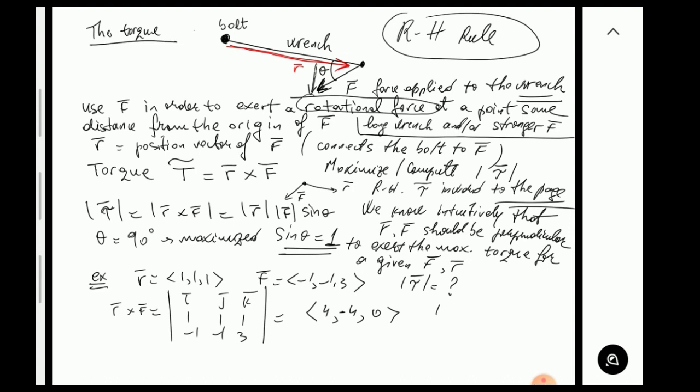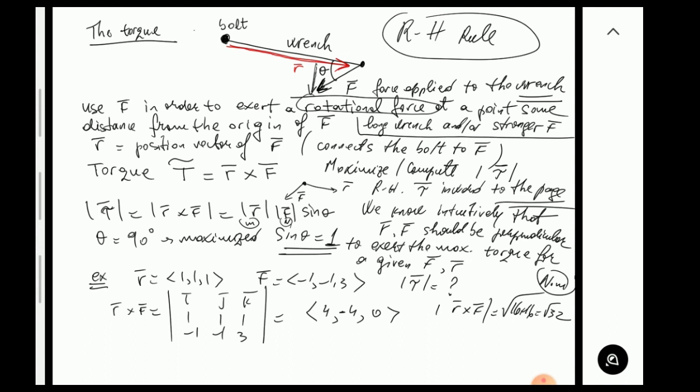So the magnitude of the torque in this case is going to be the square root of 16 plus 16, which is the square root of 32. If you are in the metric system, that'll be newton times meters, right? Because you multiply the units for the magnitude of a force, which are newtons, for example, with the units for the position vector, which are meters.